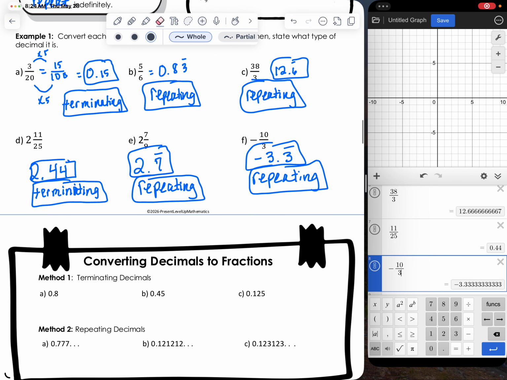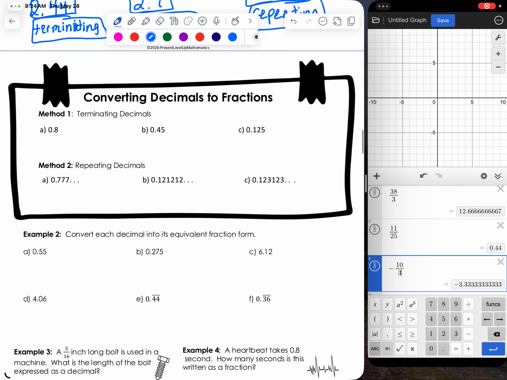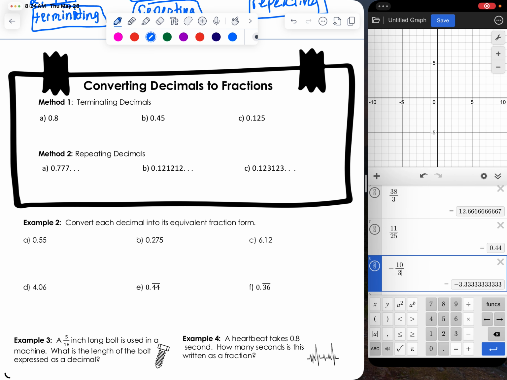All right. Now, let's go the other way. In our next part of the lesson, we're going to take decimals and convert them to fractions. So let's talk about terminating decimals first. In problem A, we have 0.8. So this is the tenths place. So 0.8 could be rewritten as 8 tenths. And then if that fraction will reduce, you need to reduce it. So these will both divide by 2. So that would be 4/5. So 0.8 can be rewritten as 8 tenths, which can be rewritten as 4/5.